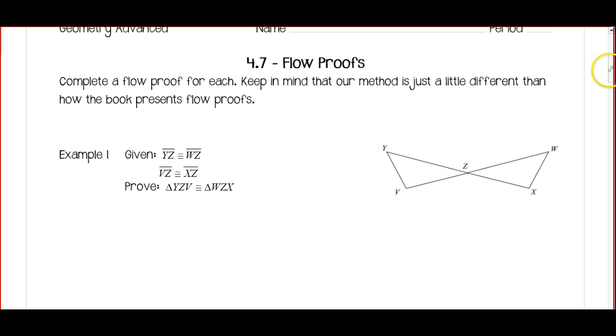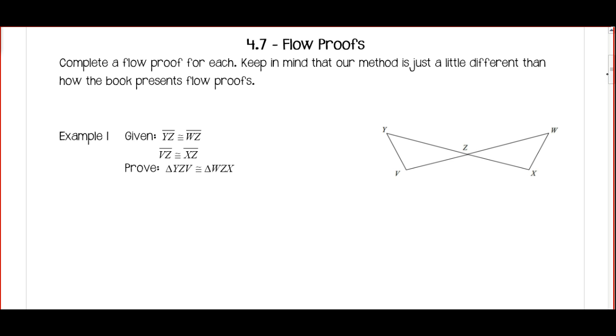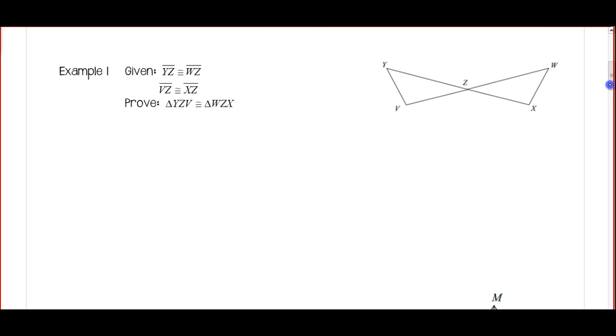So we're going to complete a flow proof for each example. And we're going to do it just a little bit different than the book. Not much different, just how we state our reasons. And let's take a look at the first example.